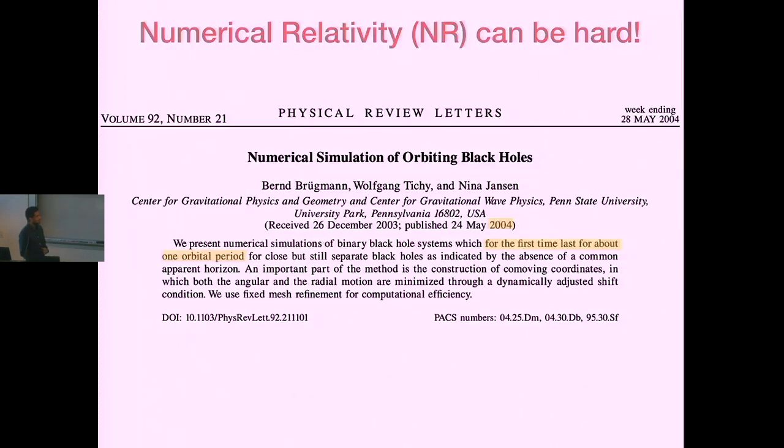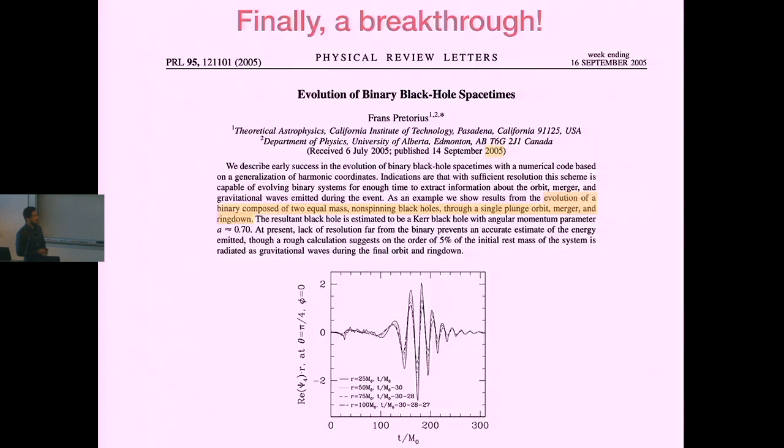And then pretty soon after that, we got the first evolution of a binary black hole through merger and ring down. And this was done right here by Franz Pretorius in this paper. And so this essentially solves the binary black hole problem in full numerical relativity, except there's some caveats you still need to figure out, like high spins, high mass ratios, and so on. But this was a big breakthrough.